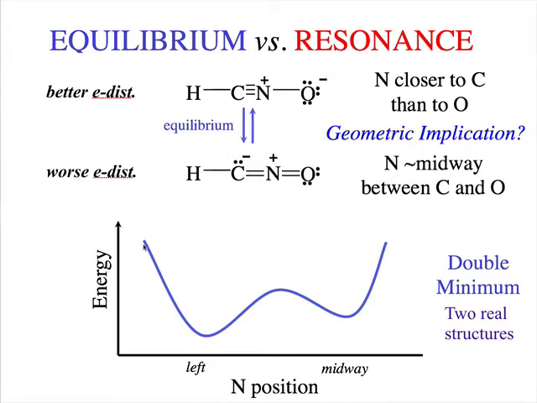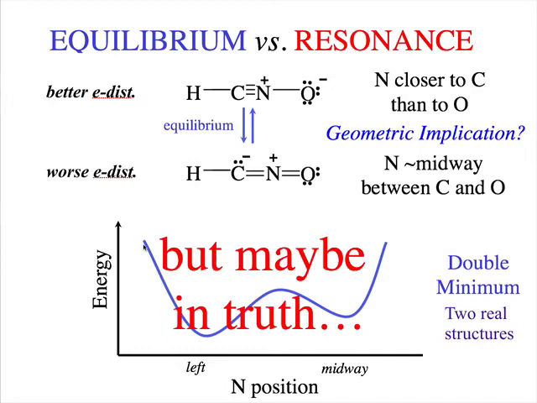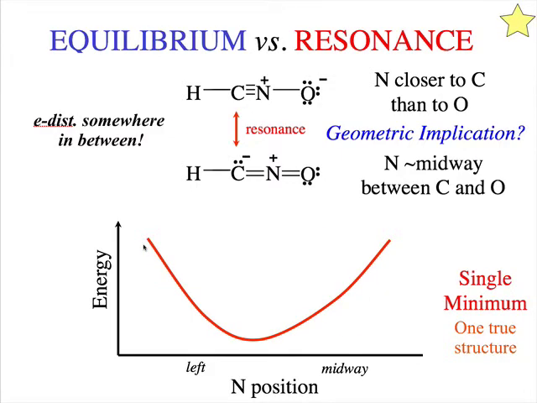Now, that may be true. That may be a picture of reality. But in fact, the real energy diagram looks like this. There are not 2 structures for HCNO. There is only one structure for HCNO, and you'll notice that that one structure, that single minimum, has the nitrogen somewhere between the left position, where we have a triple bond, and the midway position, where we have a double bond.